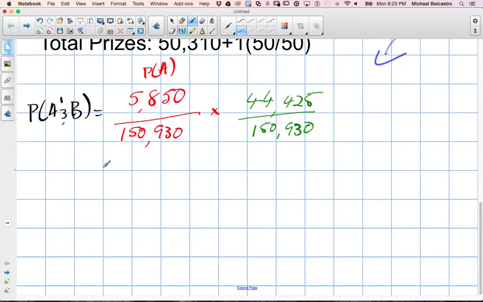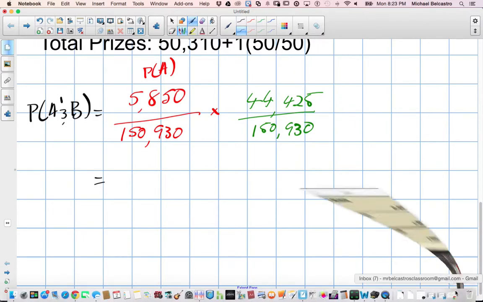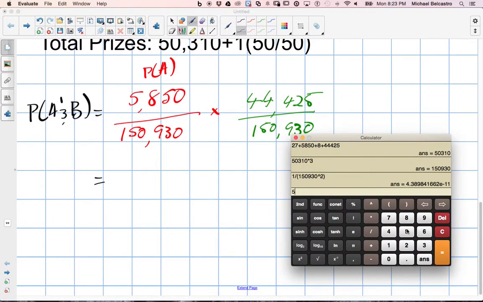So again, to calculate this, we multiply top by top, bottom by bottom. Let's see if I can. 5,850 times 44,425. I'm sure it's going to give us a big number. And instead of writing that out, remember the denominator will be the same. It's 150,930 squared. I'm going to take that value and divide it by the 150,930 squared. Are you okay with the idea here of squaring these things? Yeah? I'm squaring it because I just don't want to multiply and have to write that huge number.